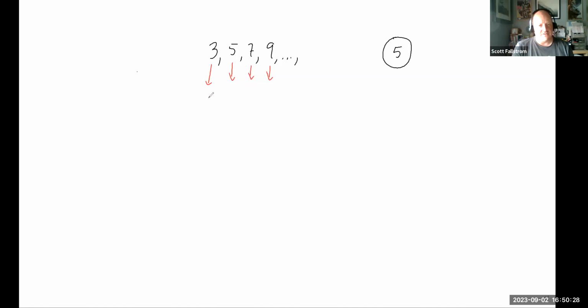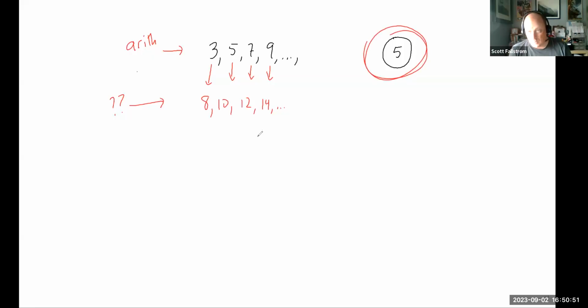So 5 plus 3 is 8. 5 plus 5 is 10. 7 plus 5 is 12. 9 plus 5 is 14. Dot, dot, dot. Notice we started with arithmetic, and the question is, after I add some fixed number, is it going to be arithmetic as well? And so that's the idea.